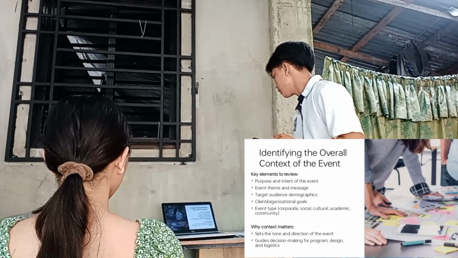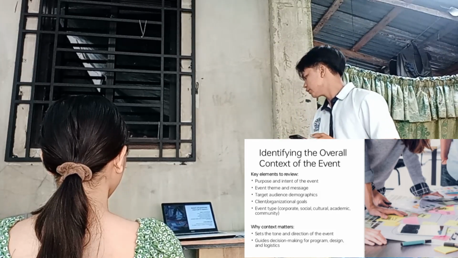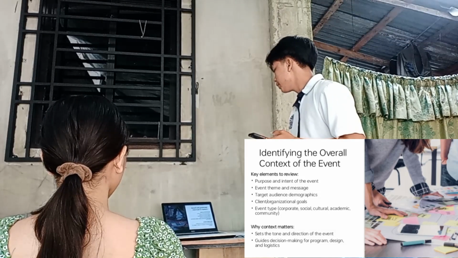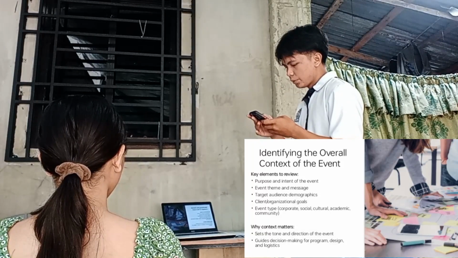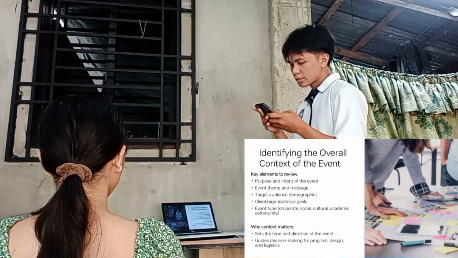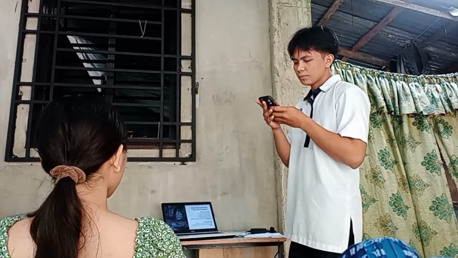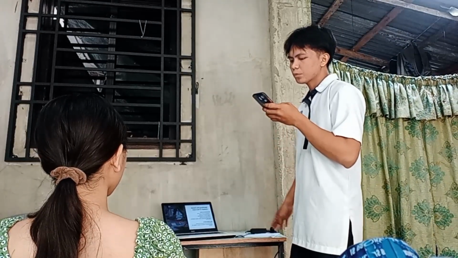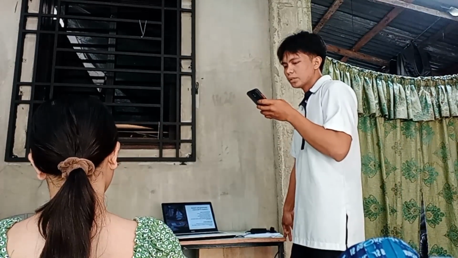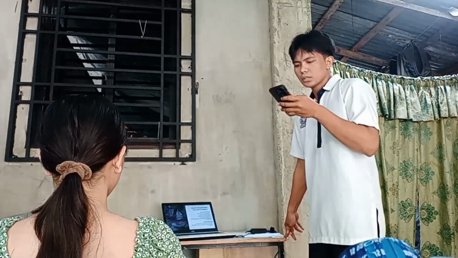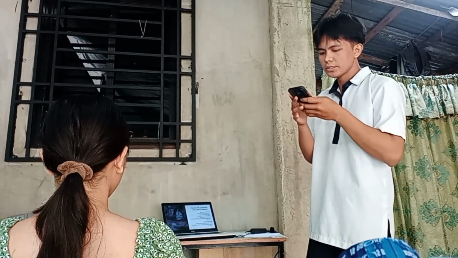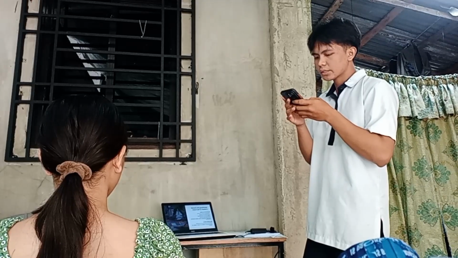Okay, why context matters. Sets the tone and direction of the event, guides the decision making for program design and logistics. When we say identifying the overall context of the event, it means understanding the picture behind why the event is being held, what it aims to achieve. This involves reviewing key elements as the purpose, theme, intended message, target audience, clients' organizational goals.